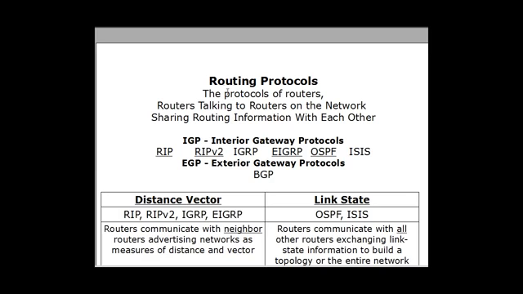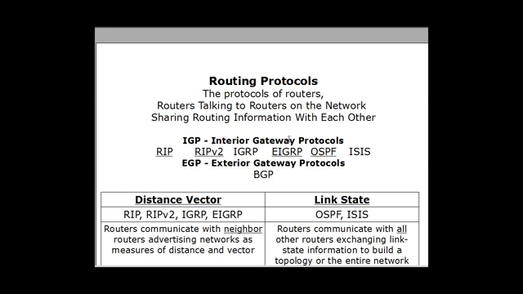Now, routing protocols are different than, let's say, a routed protocol. A routed protocol would be something like IP, Internet Protocol. TCP/IP is a routable protocol, a routed protocol. A routing protocol is different. A routing protocol is a protocol used by a router.